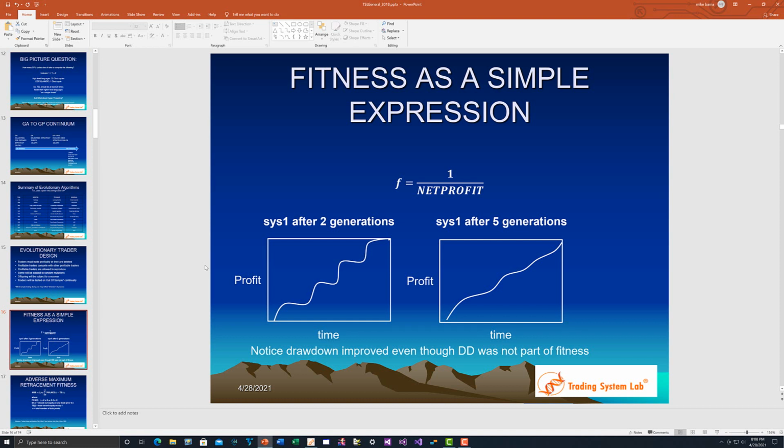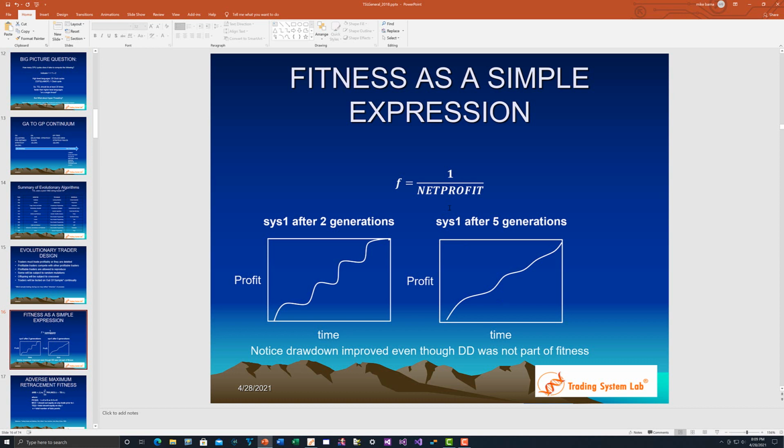So in Trading System Lab, we invert a metric of a trading system, and that becomes an error function. We use that error function in Trading System Lab, so we're creating a minimization of the error function. So after a few generations, we have an equity curve that looks like this, but if we let it design even more, the equity curve straightens out. Drawdown, which was not part of the fitness expression, is reduced, even though it was not directly a part of fitness. So that's a feature of this.